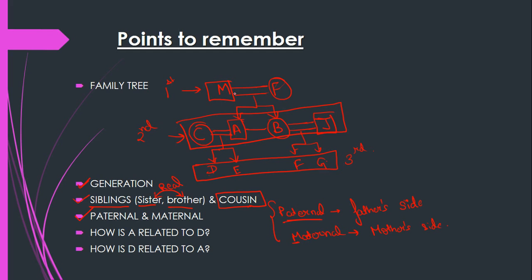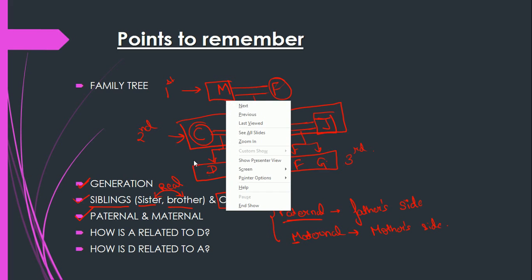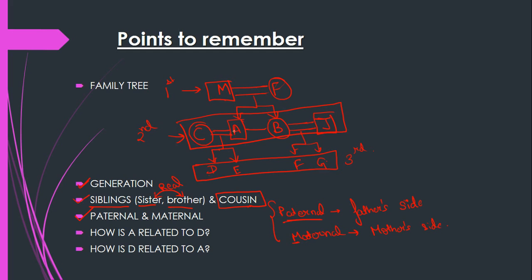For example, here M is the paternal grandfather of D. See, D is the child of A, and A is the son of M. So A is the father of D, and from the father D gets the relation to M. That means M is the paternal grandfather of D, or you can directly say the grandfather also.